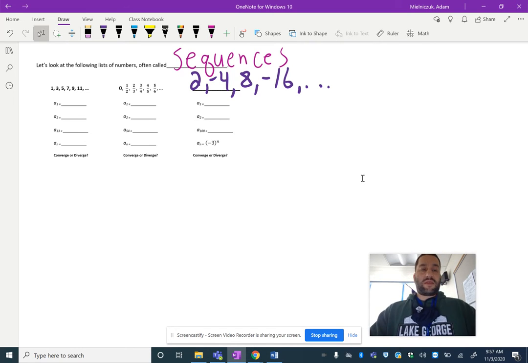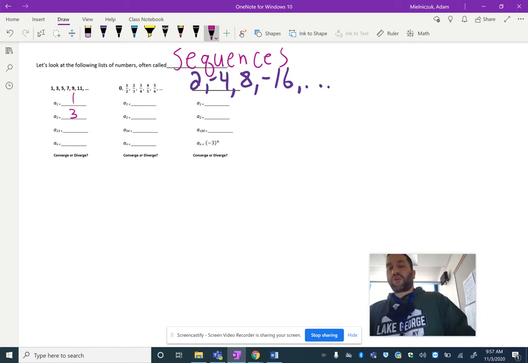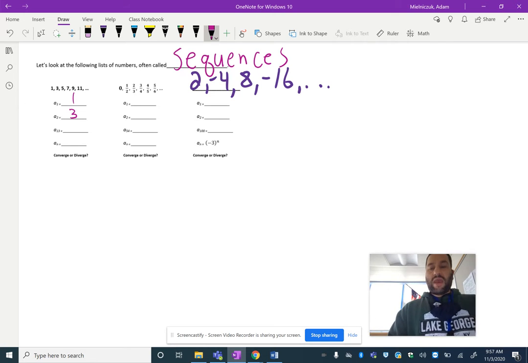When it's asking for a sub 1, a sub 2, a sub 13, it's saying, what is term 1? So here we know term 1 is 1. Term 2 would be 3. Now, how do we find the 13th term? Well, let's do a sub n first. So a sub n, we know this is a linear equation. So we're going up by 2. So it'd be a sub n equals 2n.